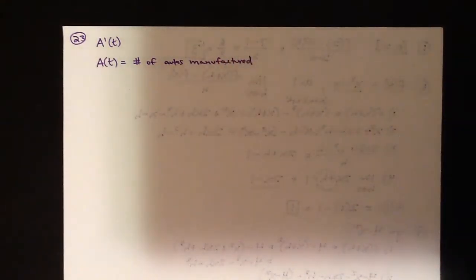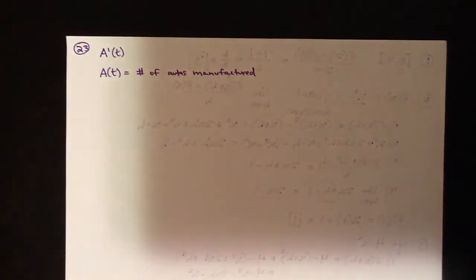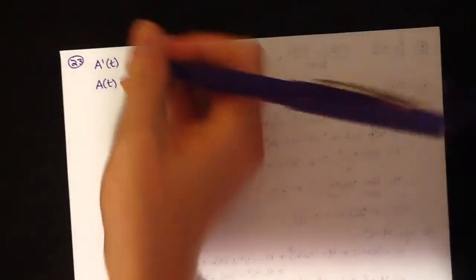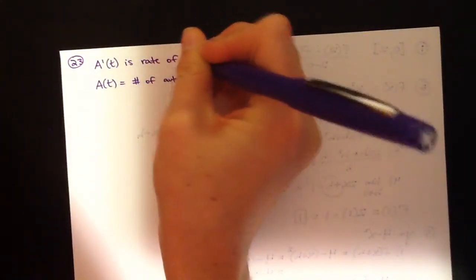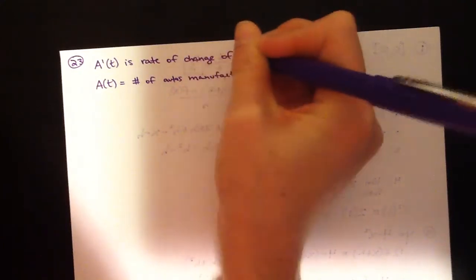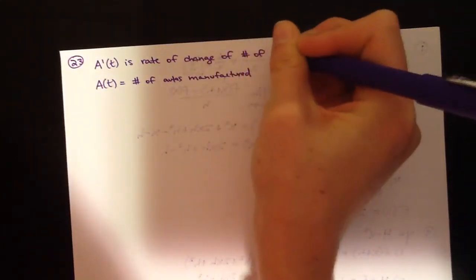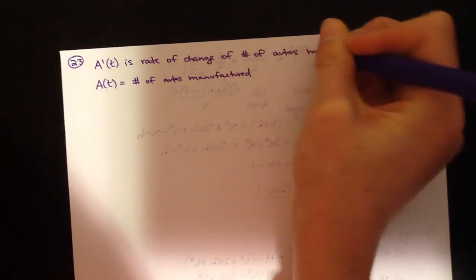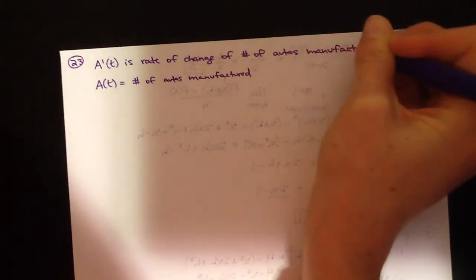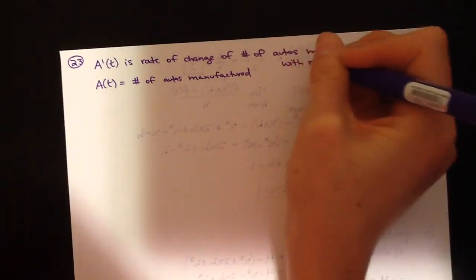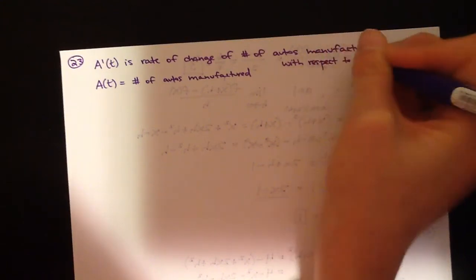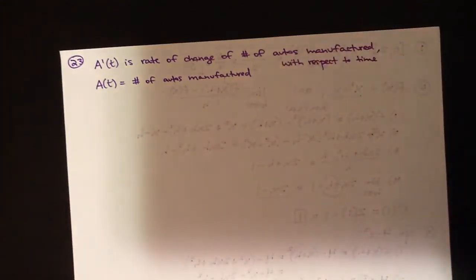Okay, so what this means, A prime represents a derivative, and a derivative is a rate of change. So A prime of t is the rate of change of the number of automobiles manufactured with respect to time. So basically, the number that they're producing each year, is that number increasing? Is it decreasing? What's happening as time goes on? That's what A prime of t represents.